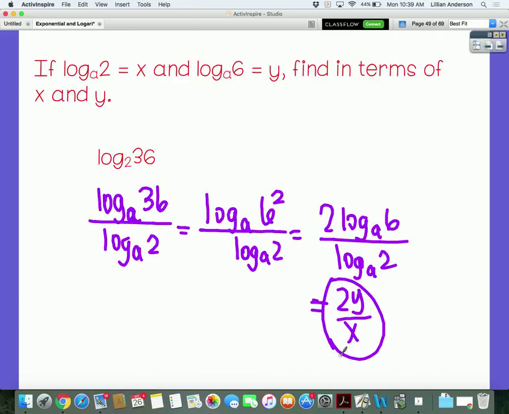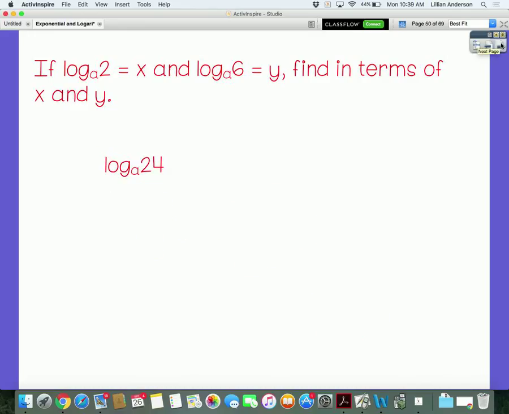This one was a little bit tricky because it had 36, but you still applied the change of base formula. That's what you see here in the very first step. And then realize that I need it to be log base A of 6. So I can rewrite 36 as 6 squared, apply my power properties to bring it to the front, because the only way that I can actually plug in y is if I just have log base A of 6, not log base A of 6 squared. So I have to move that exponent to the front, and that will give me a 2 log base A of 6 over log base A of 2, and I can replace in my terms that I need, and I have 2y over x.